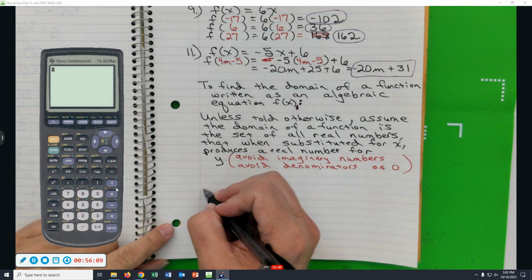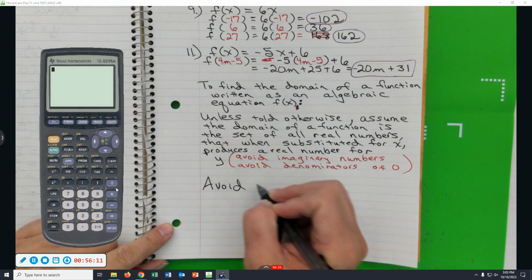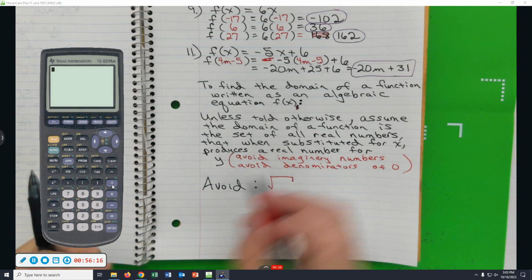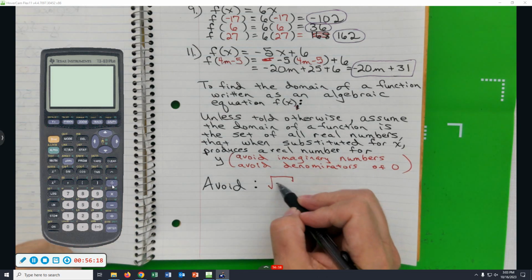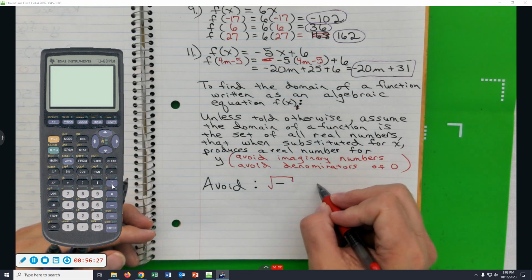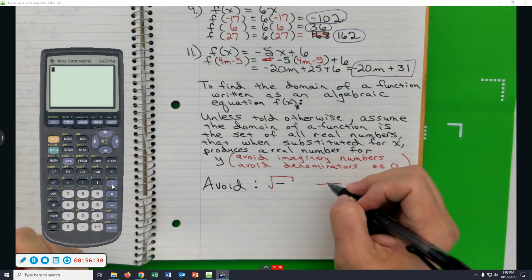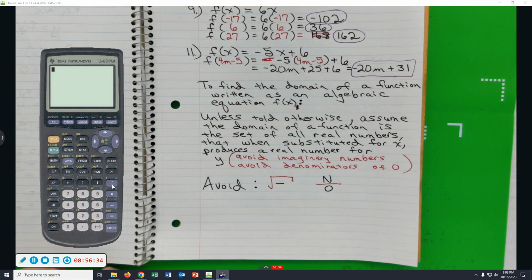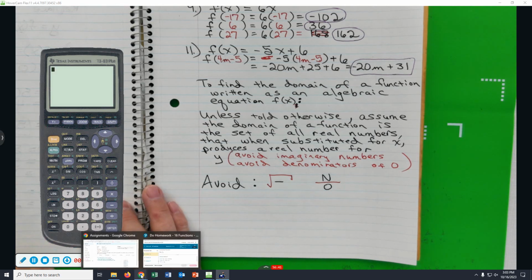I'm going to write it out later. I'm a briefer. Here's what you want to avoid. You want to avoid the square root of a negative number. If you get a y value that's an imaginary number, then that x value that you plugged in is not in the domain. The other thing you want to avoid is a fraction, a number divided by 0. Remember, that says no. Those are the 2 things you want to avoid. I wrote a lot there.